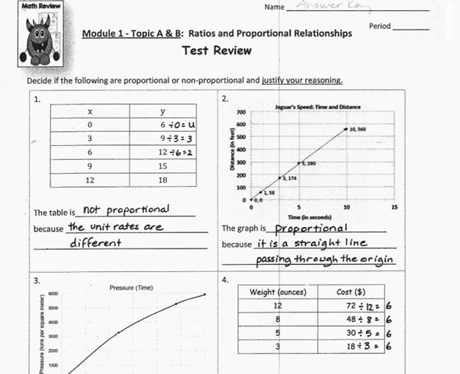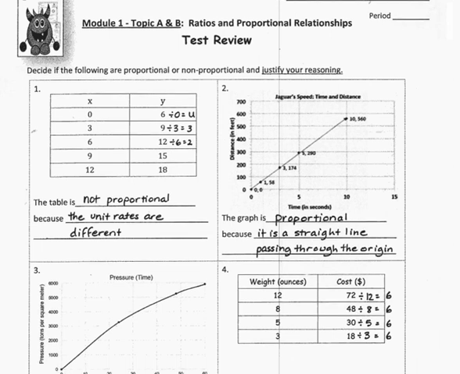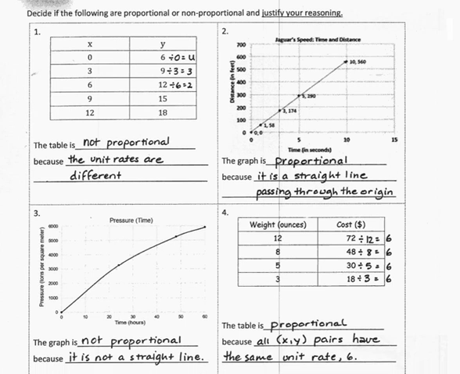This is Mrs. Zappia with an answer key for the test review for Module 1, Topics A and B. This covers Lessons 1 through 10. On the first page, we're deciding if the following are proportional or non-proportional.